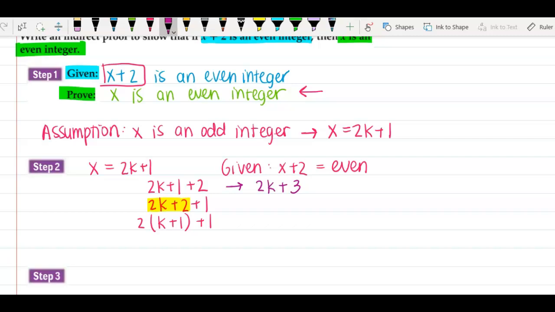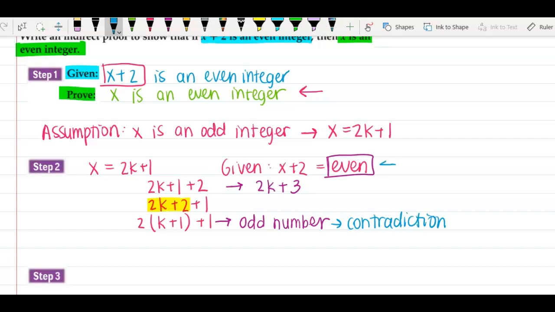If this was like 2k plus 2, and we factor out a 2, then this would be an even number. But it's not. We have 2 times some sort of quantity plus 1. So this is proving that this should be an odd number. But in our given, we said that it should be even, which obviously is not. It causes a contradiction, because we wanted it to end up as even.